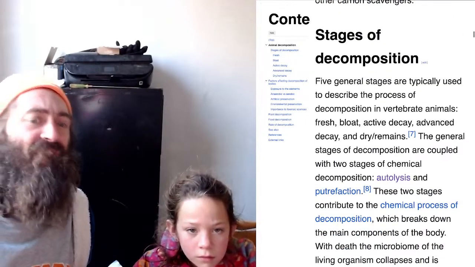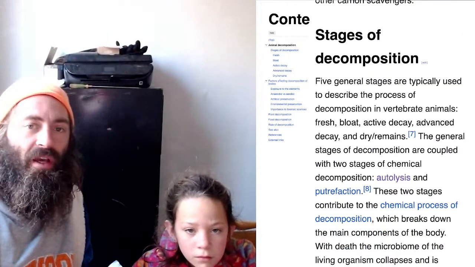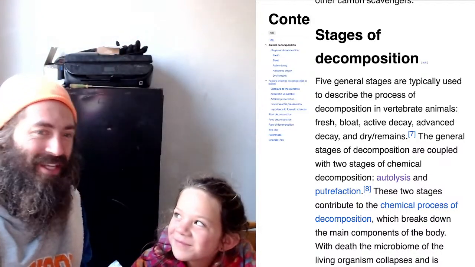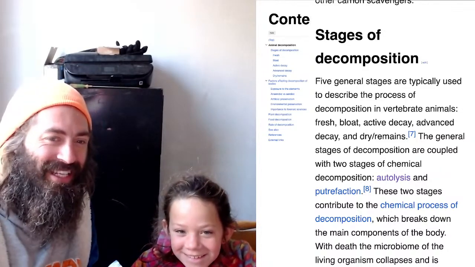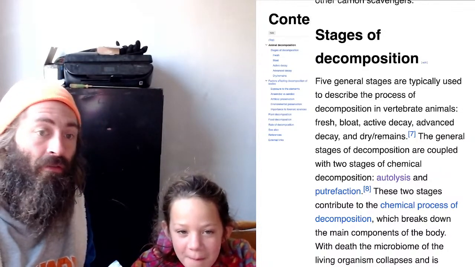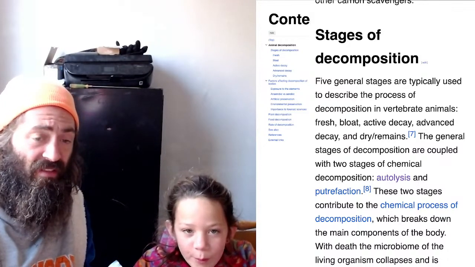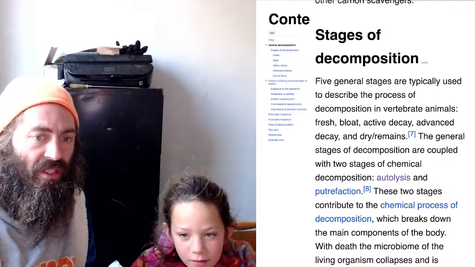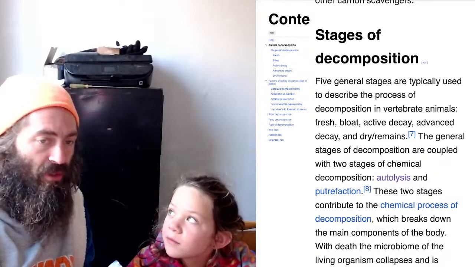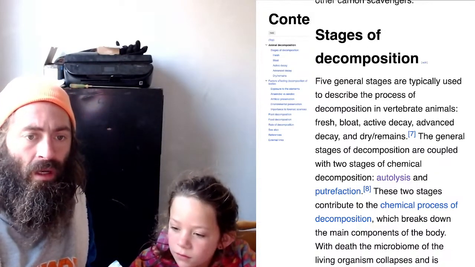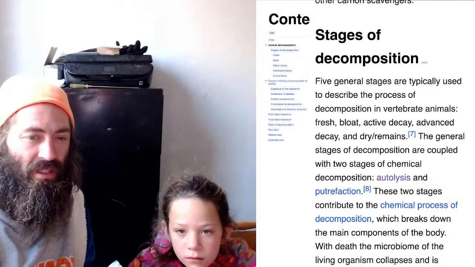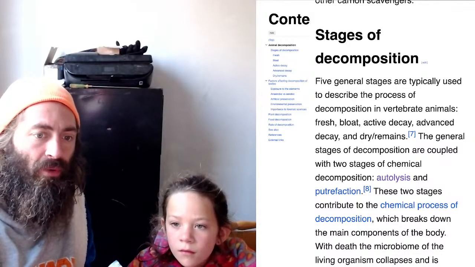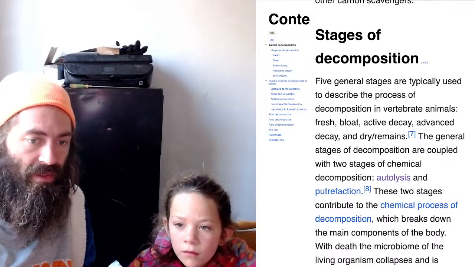Stages of decomposition. Five general stages. Five general stages are typically used to describe the process of decomposition in vertebrate animals: fresh, bloat, active decay, advanced decay, and dry remains. All right. The general stages of decomposition are coupled with two stages of chemical decomposition, autolysis and putrefaction. We talked about those two. These two stages contribute to the chemical process of decomposition, which breaks down the main components of the body.